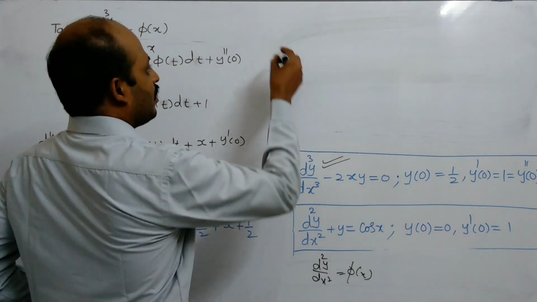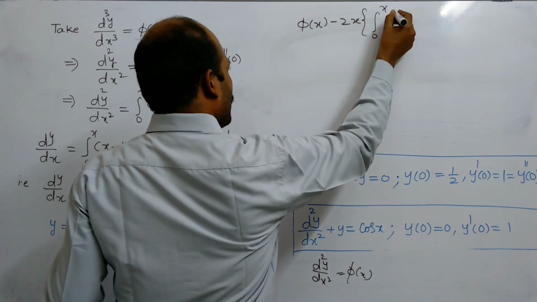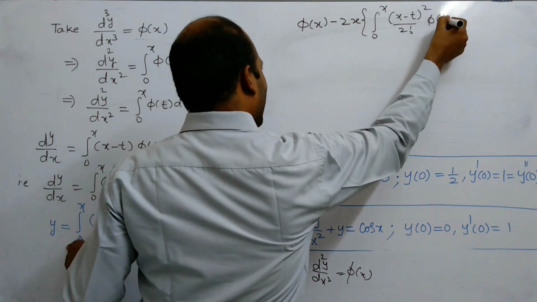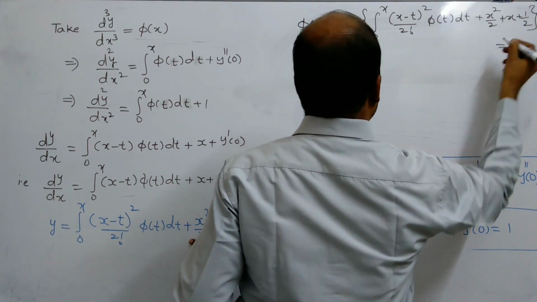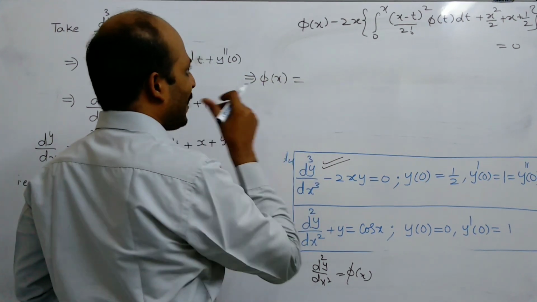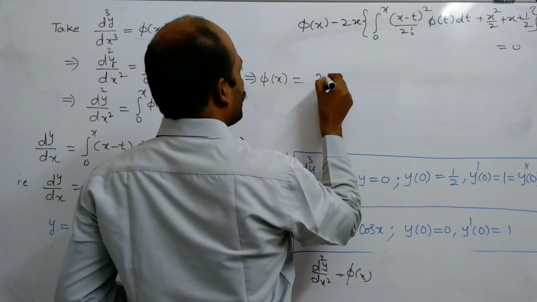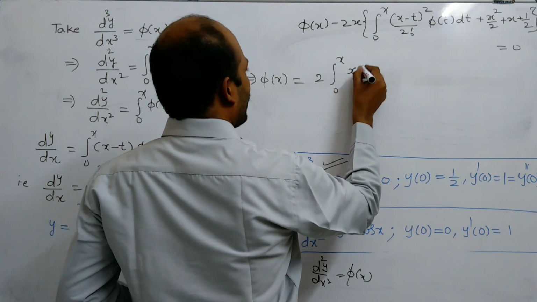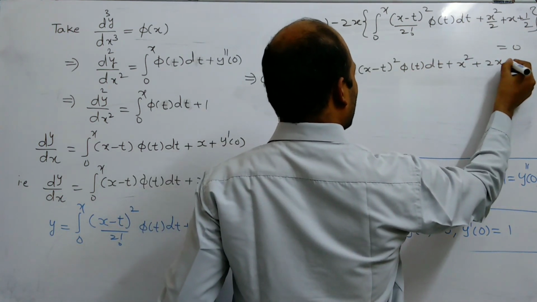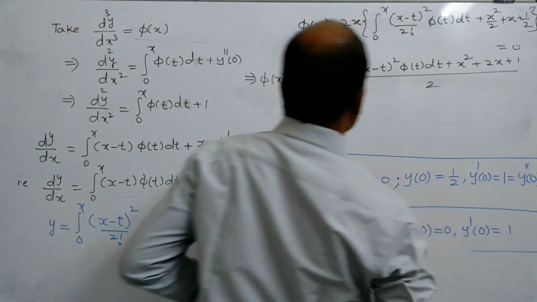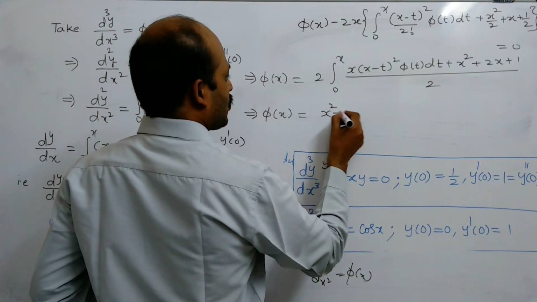In the differential equation we get phi of x minus 2x into y, integral 0 to x, x minus t whole square by 2 factorial into phi of t dt plus x square by 2 plus x plus 1 by 2 is equal to 0, which implies phi of x is equal to, by taking LCM in RHS you get, and shifting these two x inside, 2 integral 0 to x into x minus t whole square into phi of t dt plus x square plus 2x plus 1 divided by 2. 2 gets cancelled on both sides, which implies phi of x is equal to x square plus 2x plus 1.